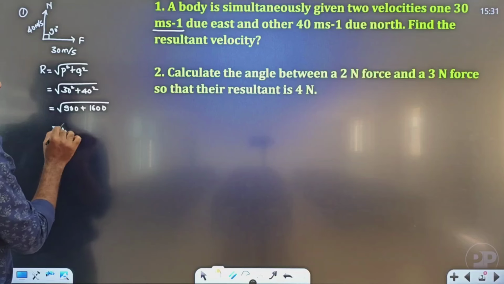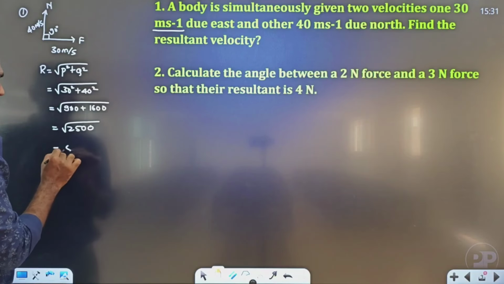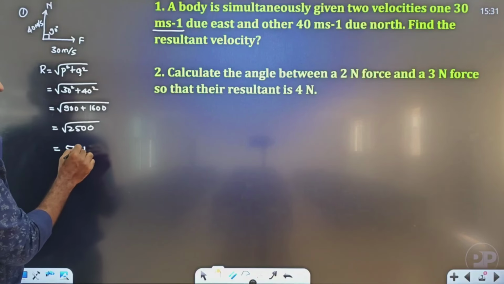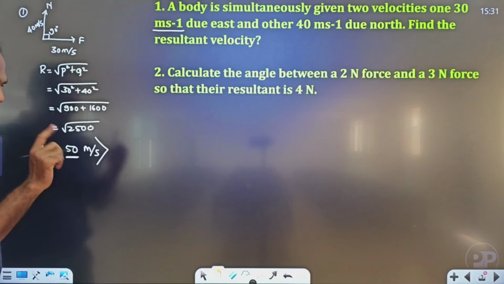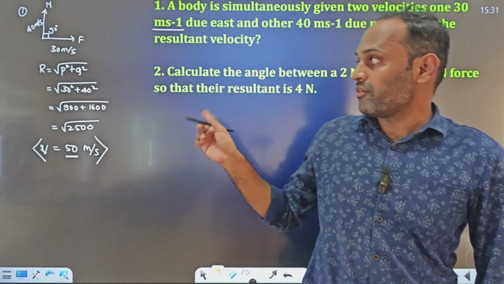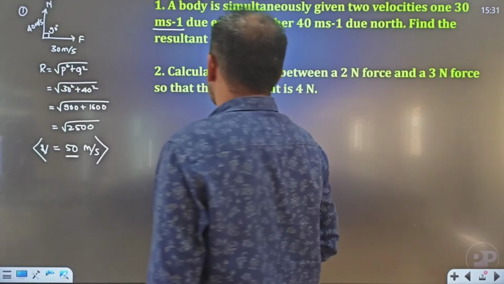So this will be root of 2500. The square root of 2500 gives us 50. So 50 meter per second. This is the resultant velocity, right? If the perpendicular sides are 3 and 4, the resultant is 5. Here we have 30 and 40, so the resultant is 50. Okay, so that is the solution of the first question.